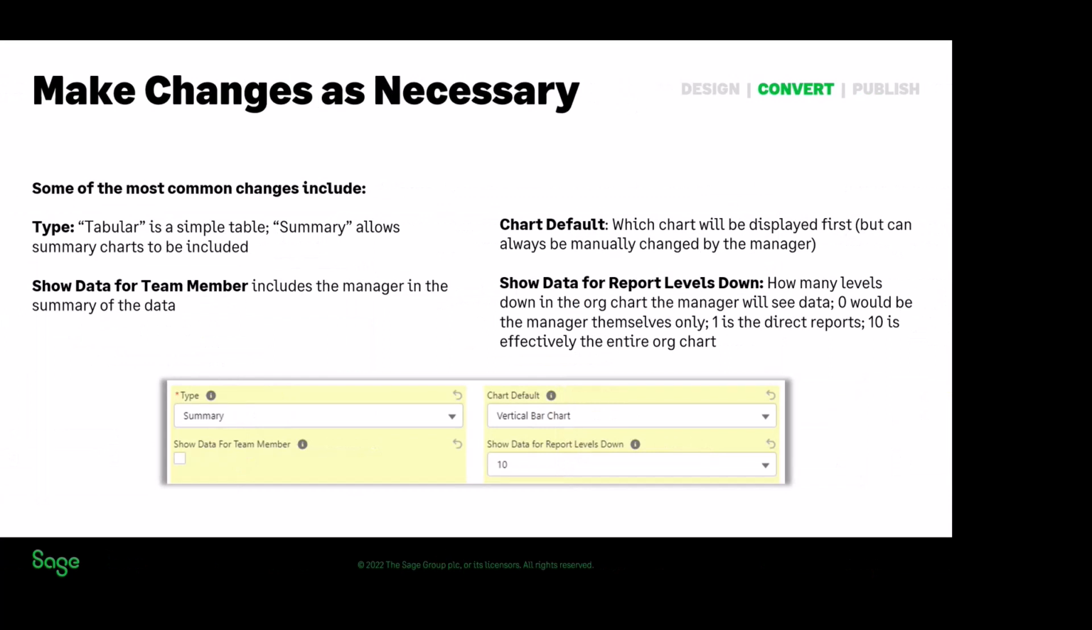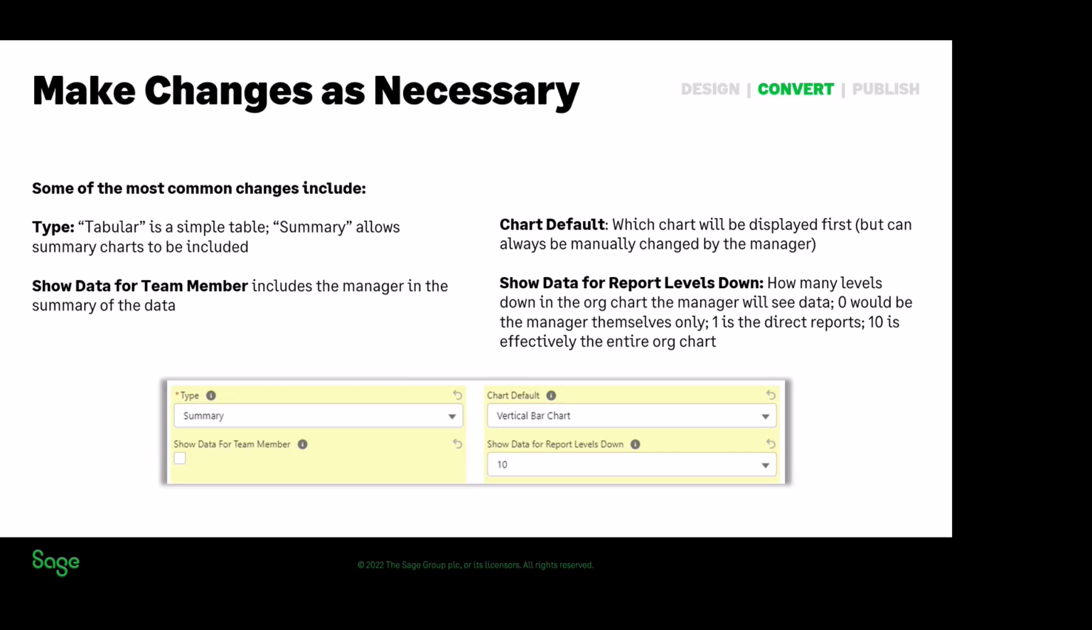Now, if you didn't group your report, it will still work, but you will be locked into a tabular type. Summary type allows us to do more chart types like lines and bars. The show data for team member tick box will include the person who's viewing it in the data, so it would show their own time off in this case. The chart default is going to be whatever chart they see initially. I'm going to choose line for mine, but they'll be able to modify it if they want to. We'll see how that works in a moment.